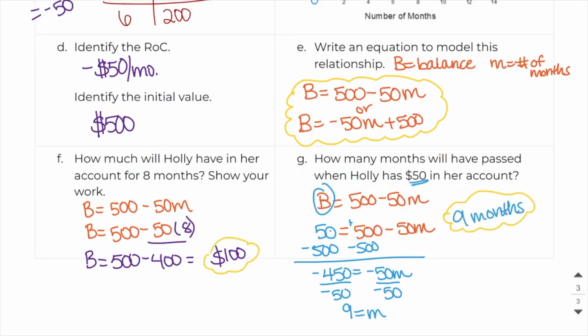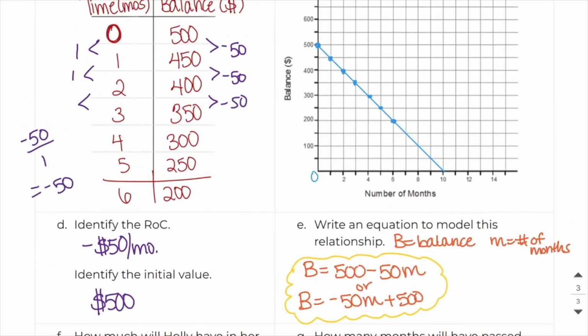But let's double check that this is right. So we go to our graph right here, and we can see at $50 for our balance, it did actually take 9 months.